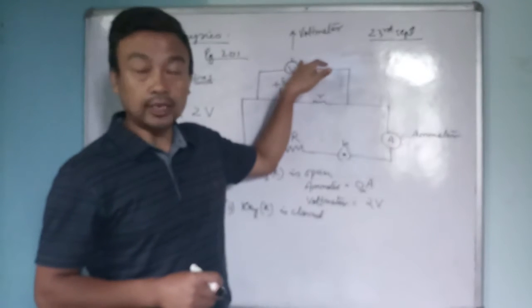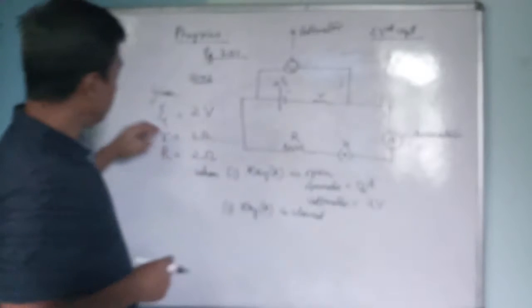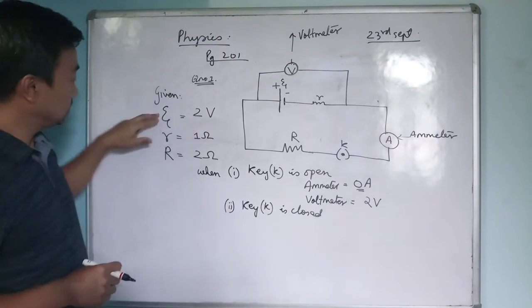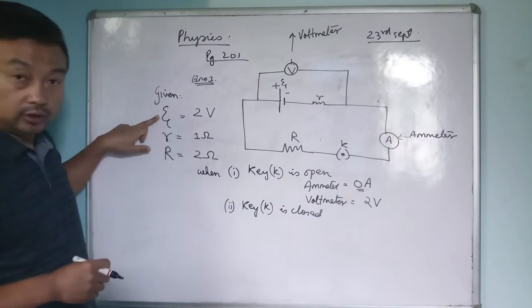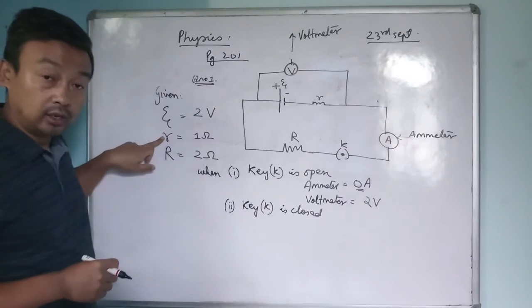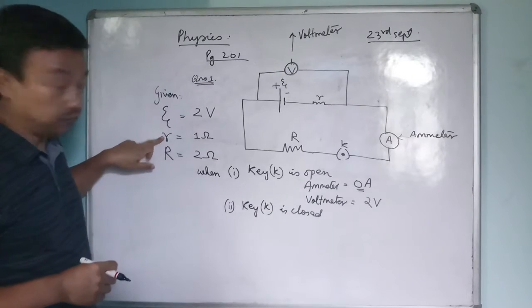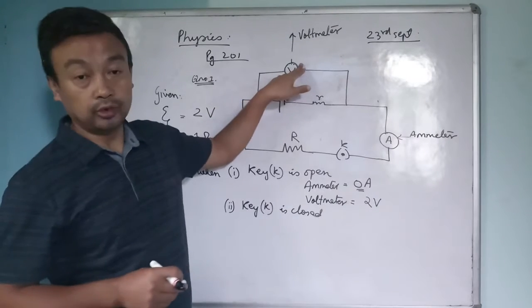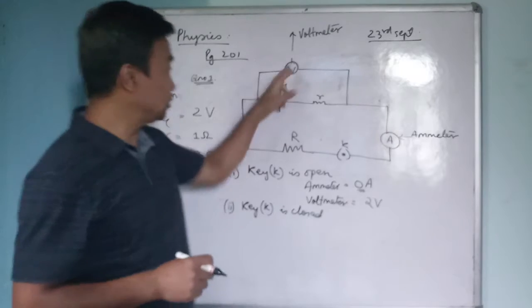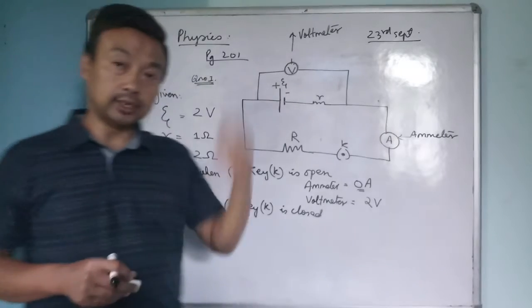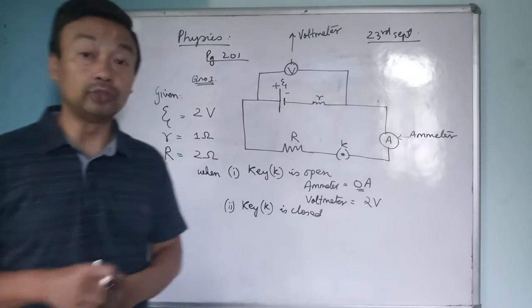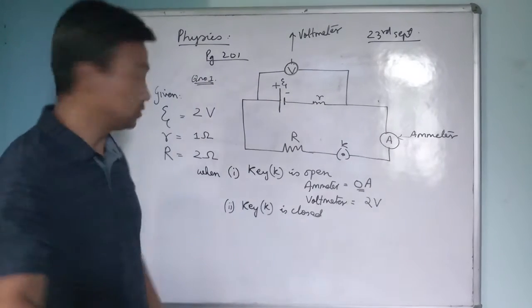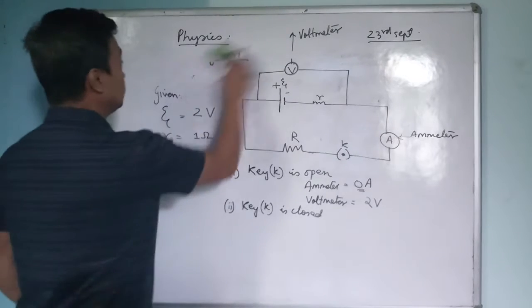Okay, so for that, what are the values given to you? Here the current is not given, epsilon, the EMF, is given. Internal resistance is given to you, external resistance is given to you, and the terminal voltage is not given. So for this, you have to go back to the EMF of a cell, and there was a relation which you have learned. So that relation will be used here.